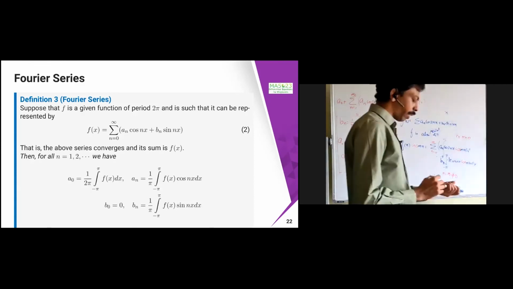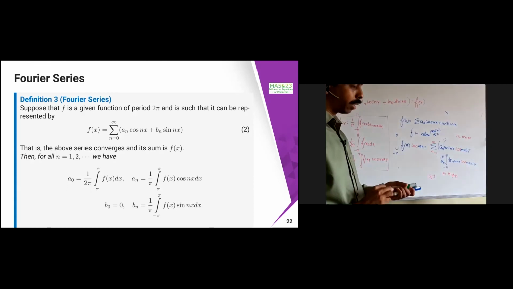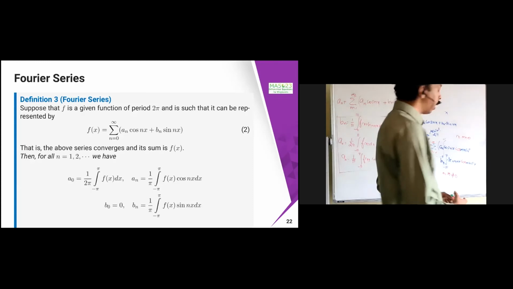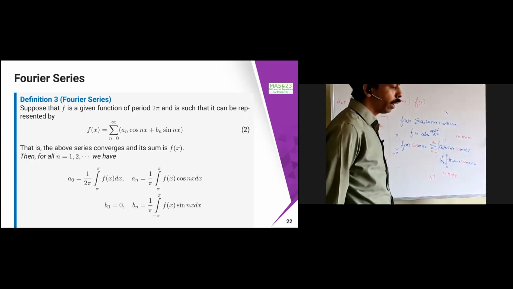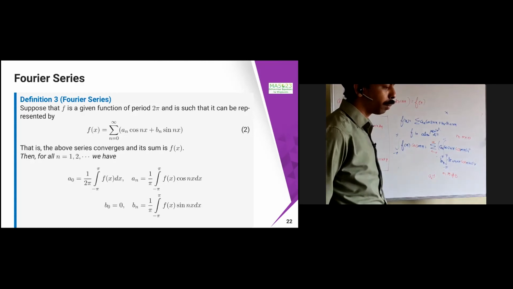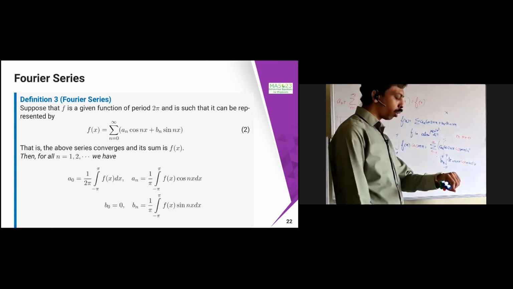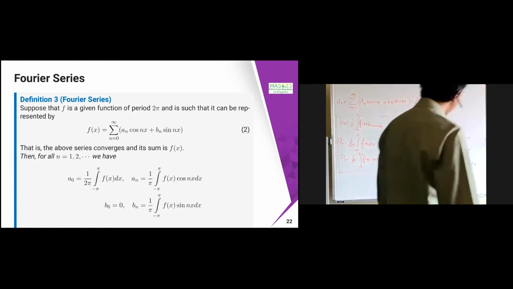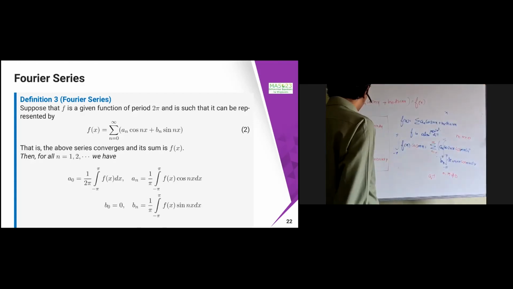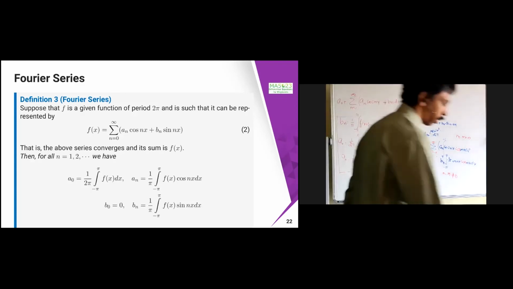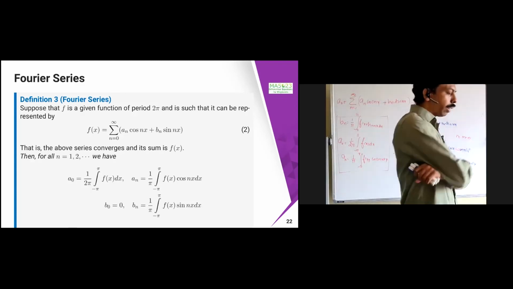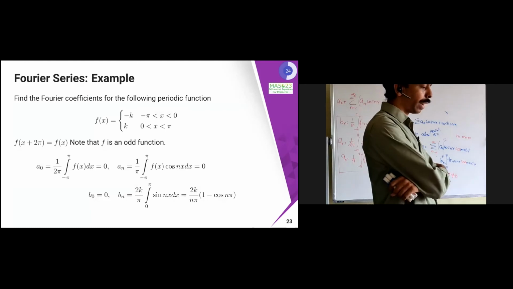Suppose that f is a given function with period 2 pi and such that it can be represented by f of x equal to summation an cos nx plus bn sin nx, that is, the above series converges and its sum is f of x. Then for n equal to 1 to infinity, you can define these ans, bns, and a naught. That is going to represent the Fourier series.